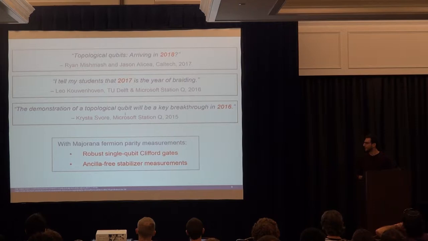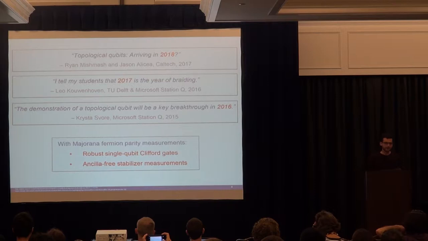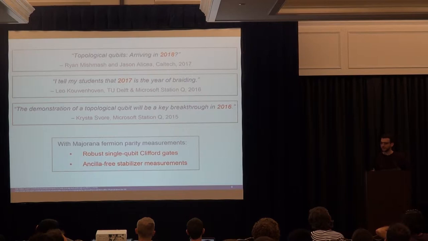So the point is, we don't know when they're going to arrive, and we don't really know what they're going to look like when they arrive. But I think it's safe to say that regardless of the concrete implementation, Majorana-based qubits are going to feature robust single-qubit Clifford gates and ancilla-free stabilizer measurements, because that's what you get from Majorana fermion parity measurements alone, an operation that you need to measure your qubit anyway.